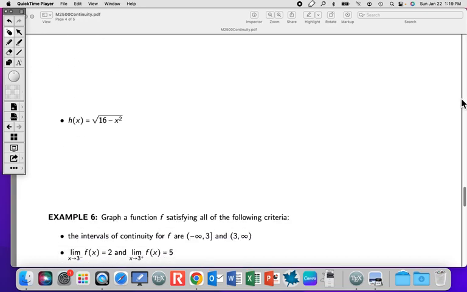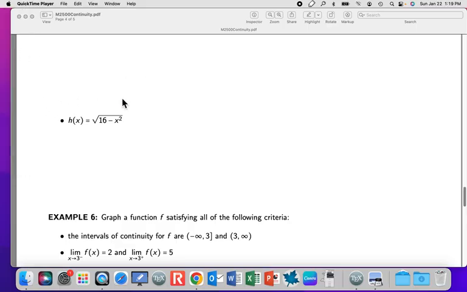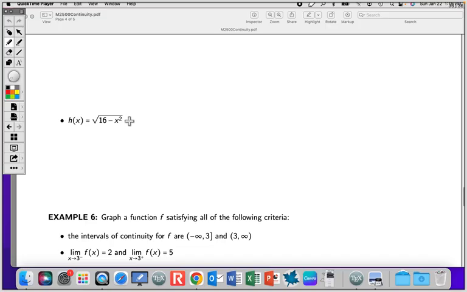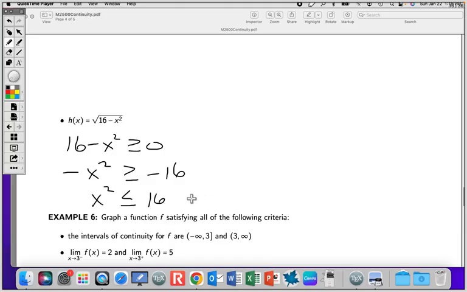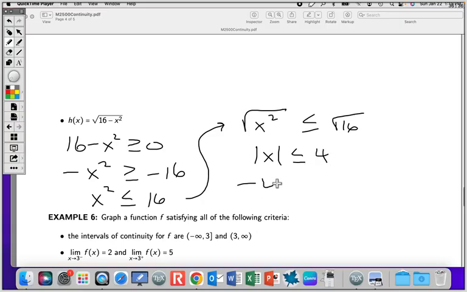Our last example here, h of x equals the square root of 16 minus x squared. Once again, as far as domain issues here, we just really need to make sure that 16 minus x squared is bigger than or equal to 0. Or in other words, that minus x squared is greater than or equal to minus 16. Or that x squared is less than or equal to 16. Or the square root of x squared is less than or equal to the square root of 16. The absolute value of x is less than or equal to 4, or x is between negative 4 and 4.